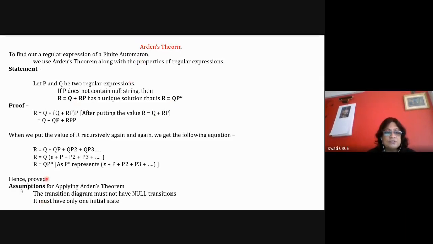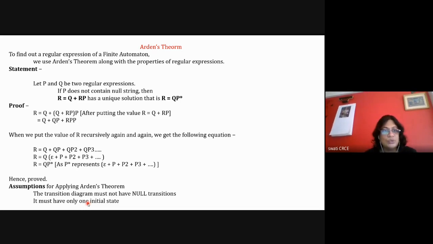So what are the assumptions for Arden's theorem? The transition diagram must not have any null transitions. In your transition diagram there should not be any empty transitions, and it should have only one initial state. In an FA we always have only one initial state, so the second is not an issue, but we have to check whether null transitions are there or not. Have you understood this? We will solve the problem now.